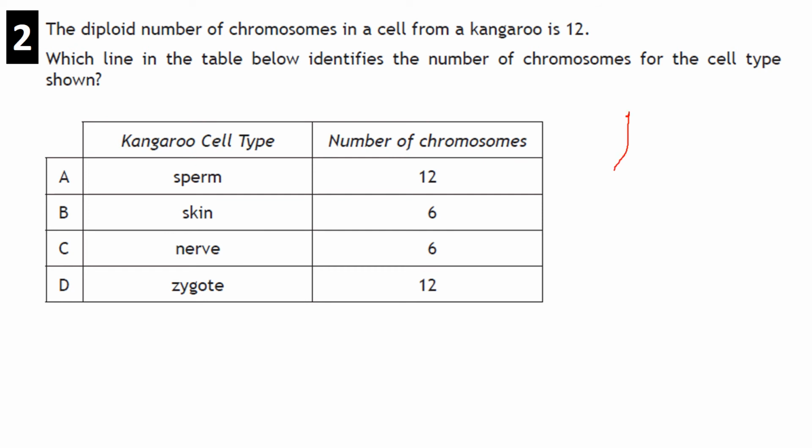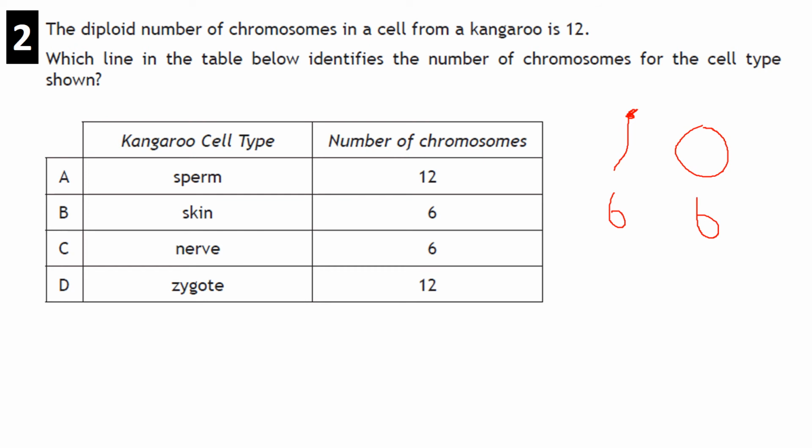I'm going to attempt to draw here again. This is supposed to be sperm. So if the diploid is 12, then the sperm is going to be 6 because it's haploid. That is an egg. It's going to be 6 as well. So sperm 12, that's wrong, must be 6. Skin 6, no, because skin is going to be diploid.